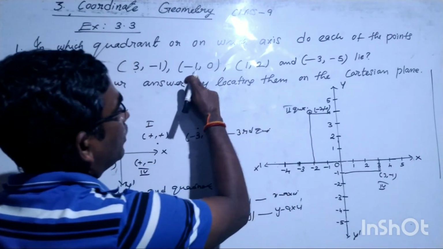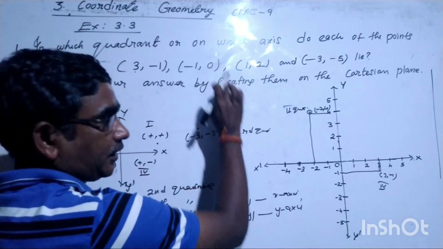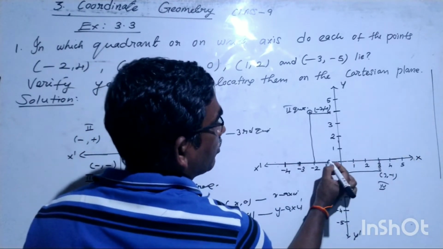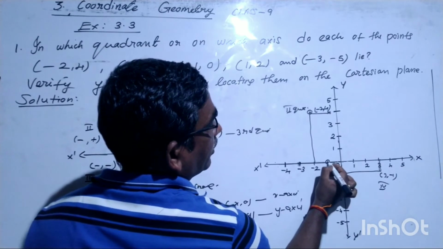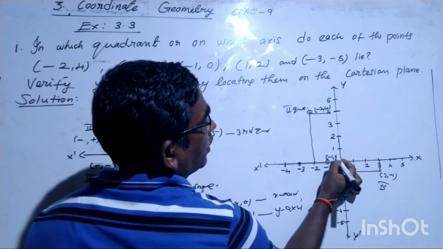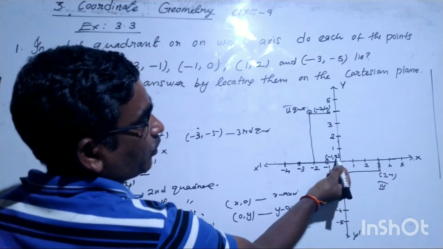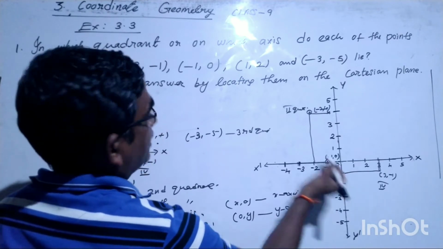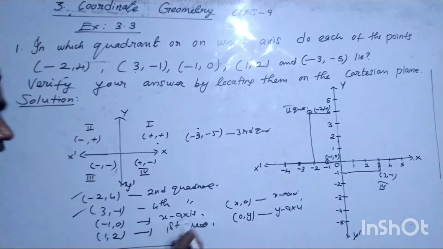Next, minus 1 comma 0. X is minus 1, y is nothing. This is the point minus 1 comma 0. The y coordinate is 0, so the point lies on the x axis.